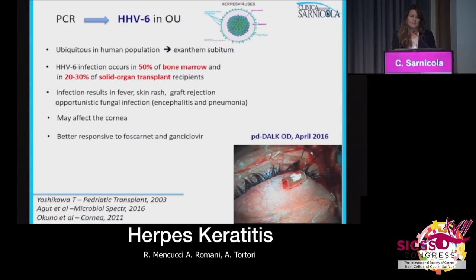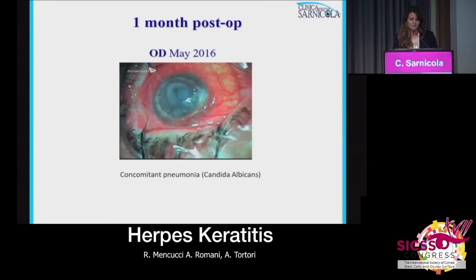So this is something that we should always bear in mind when we have to do with these patients. Reactivation results in fever, skin rash, graft rejection, as well as opportunistic fungal infections, and may, of course, affect the cornea, as is the case here, and it is better responsive to foscarnet and ganciclovir. We treated him with ganciclovir because all Italians know what is the enormous difference in price between the two drugs.